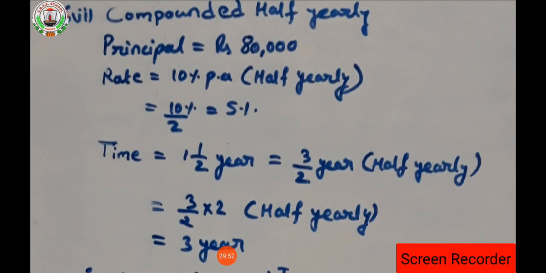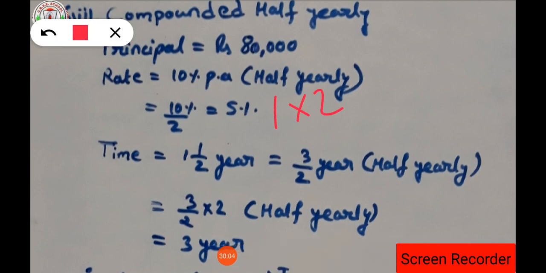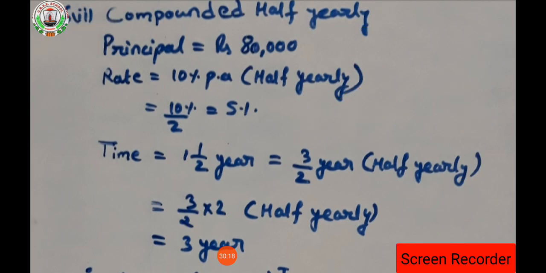So what is improper fraction? Whole into denominator plus numerator upon denominator. So 1 into 2 plus 1 upon 2 will be how much? Everybody knows how to solve. 1 into 2 plus 1 upon 2, that will be 3 upon 2. Since we are saying that in half yearly the time will become double, the 2 will get cancelled and the time will be 3 years left out.